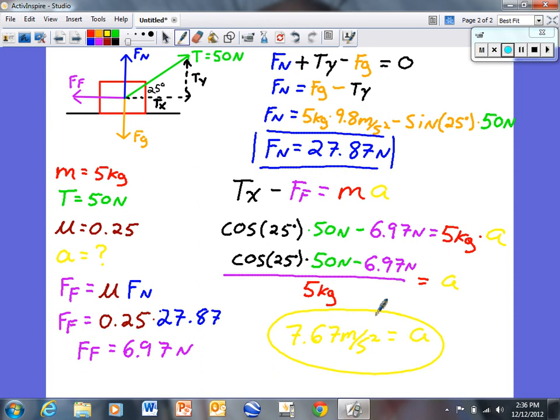So the first thing we had to do was solve for our normal force. We did that by taking our upward force plus our other upward force, which is tension in the y, minus force of gravity. Solve for normal. Use that down here to solve for our force of friction, so that when we added up our forces in the x direction, tension to the right, friction to the left, that all equaled ma. We plug in what tension in the x is, what we found for friction, ma, divide by the mass, and we get our answer. And that's how we do problem number 2 for the Newton's second law problem worksheet.